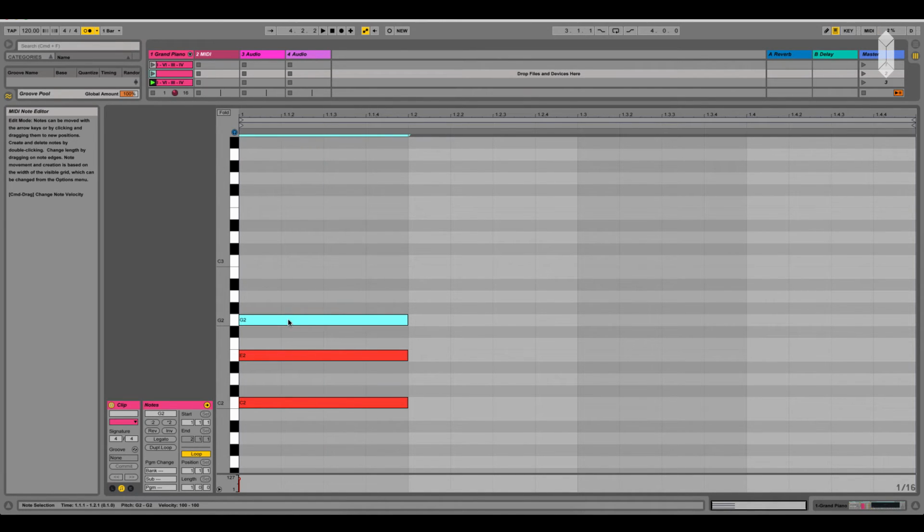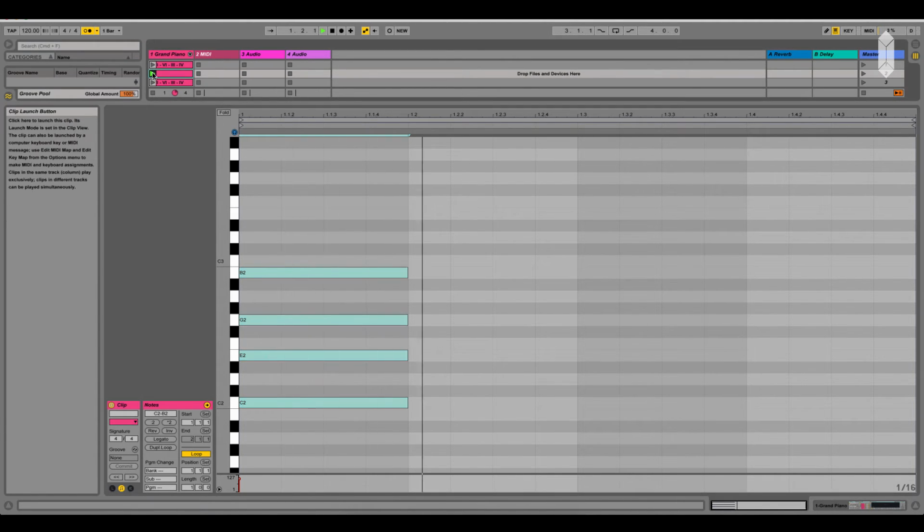Let's see, what am I doing? There we go. Put it up to our B. Okay, so we have our root position here. I don't need that. So that's our C major.